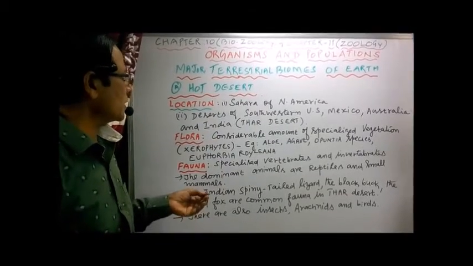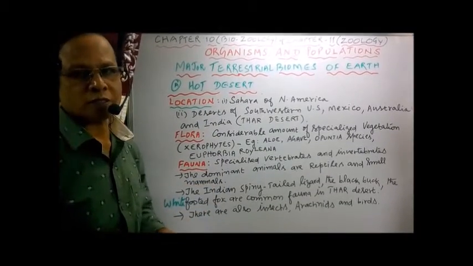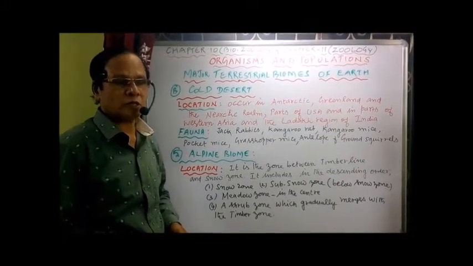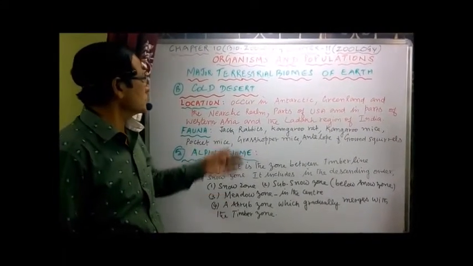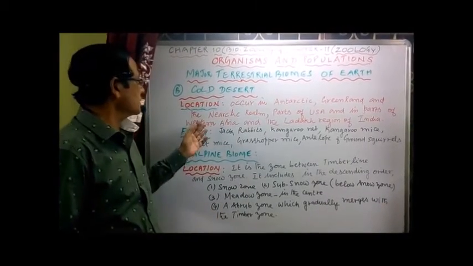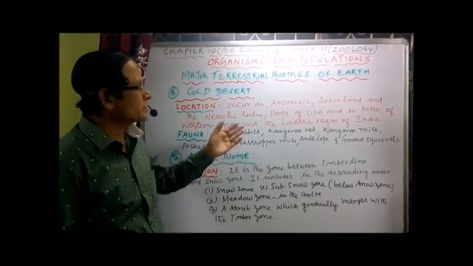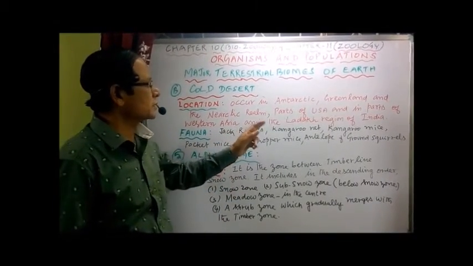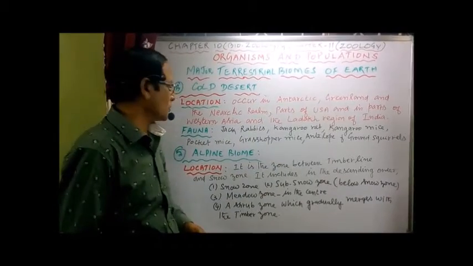The next one, we have to know something about the cold desert. The second type of desert is the cold desert. Where does it occur? It occurs in Antarctica, Greenland and the Nearctic realm, parts of the USA, parts of Western Asia and the Ladakh region of India. These are all the locations.